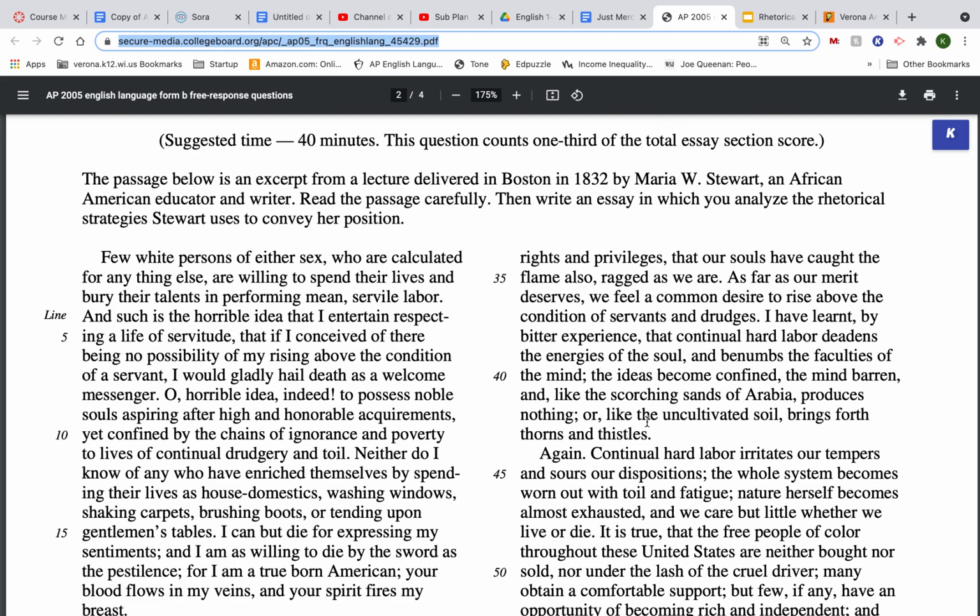So if you look at the sample prompt, when I read it, what do I find out? First of all, it's in Boston in 1832 by Maria Stewart, an African American educator and writer. So right there, that tells me a ton. I don't know exactly when the Civil War started. I don't know exactly when the Emancipation Proclamation freed all African Americans, but I know that 1832 is a little bit beforehand. So this is where some historical knowledge is important. So this is before that.